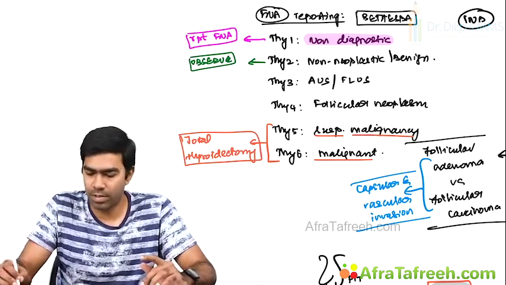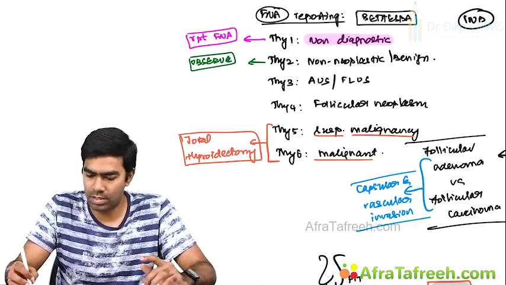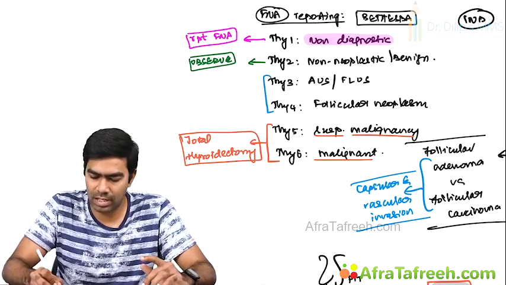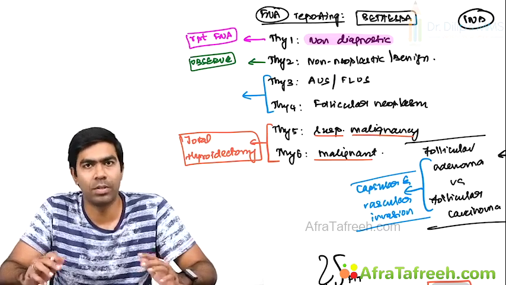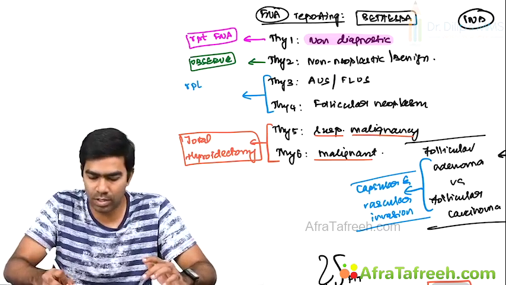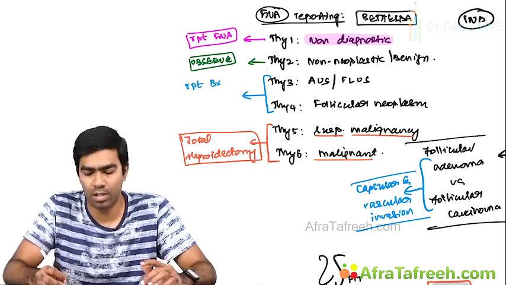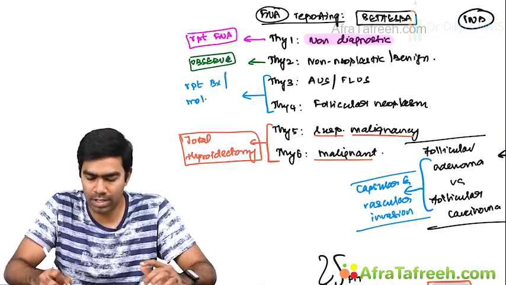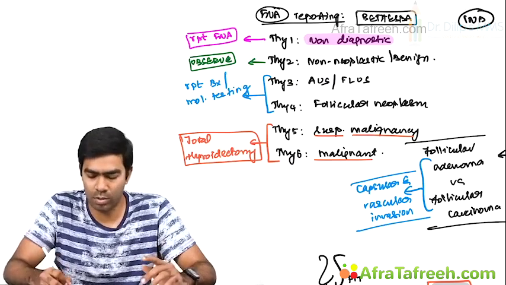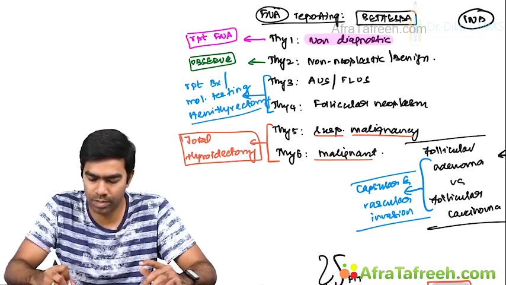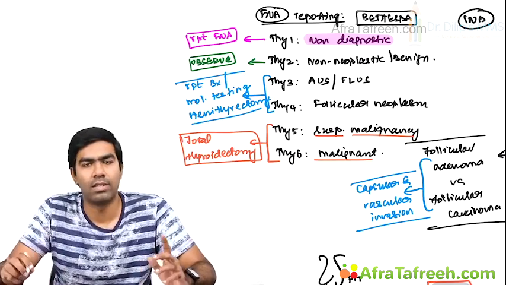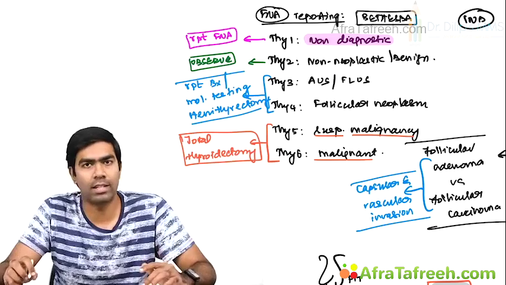In patients who have Thy3 and Thy4, it is difficult to interpret what you have to do, but still you can consider doing a repeat biopsy, or you can do some molecular testing on the same sample and the same specimen, or you can easily go for a hemithyroidectomy and send the sample for excision biopsy, which is easier. So these are the things that you can do for Thy3 and Thy4.